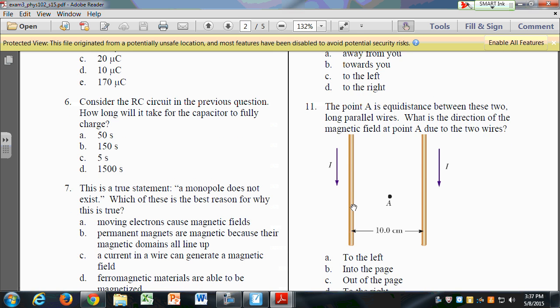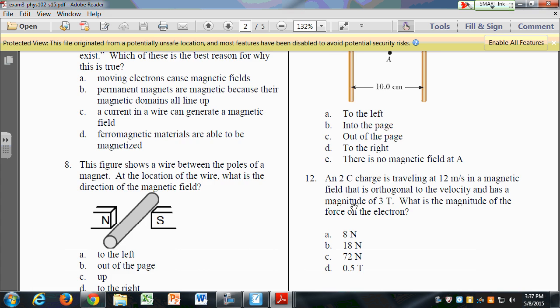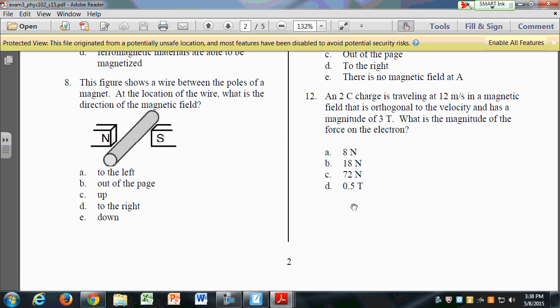So you know your right-hand rule for all the various applications: the direction of the magnetic field caused by a wire. So for example, if I have a wire with a current flowing in this direction, the magnetic field is into the page, out of the page, like that. Thumb along the direction of the current, fingers fold around.